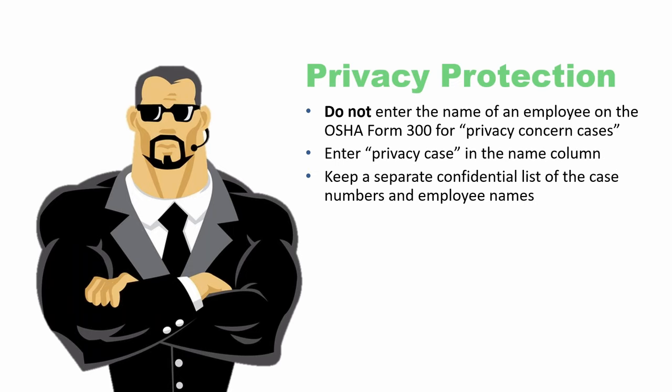So now that we've reviewed the information that has to be recorded, what about private information that other employees shouldn't know about? Can employees expect any privacy in the record keeping process? For certain privacy concern cases, employers must not enter the employee's name on the 300 form. Instead, they are to enter "privacy case." A separate, confidential list of employees' names and case numbers must be kept by the employer and provided to an OSHA inspector upon request.